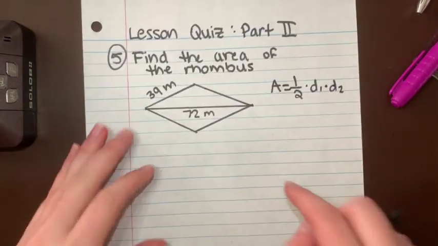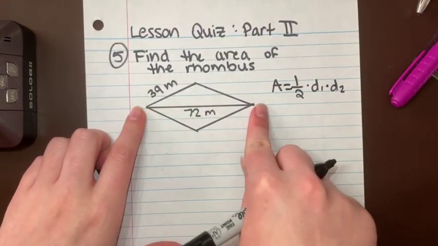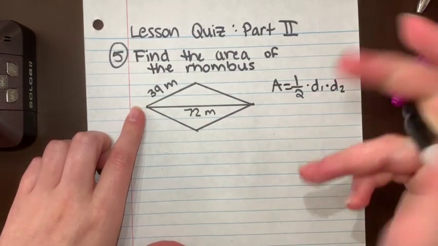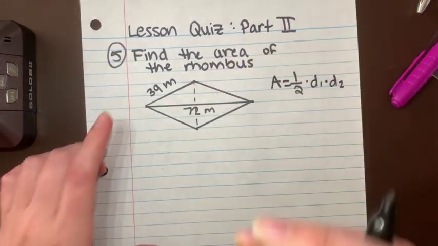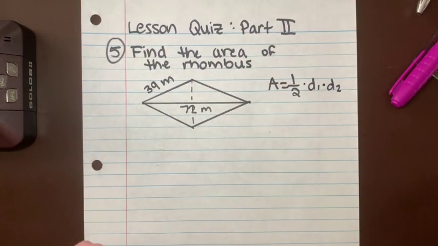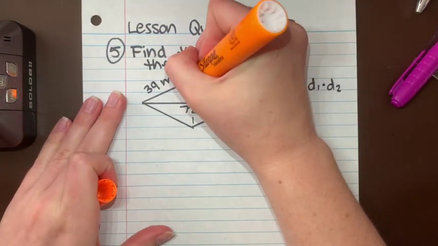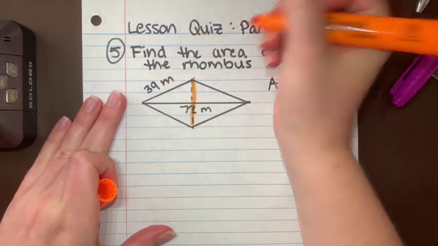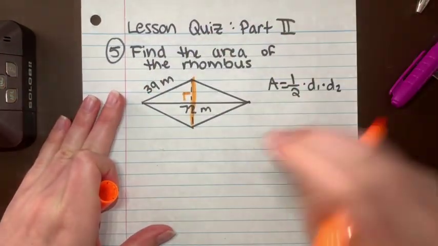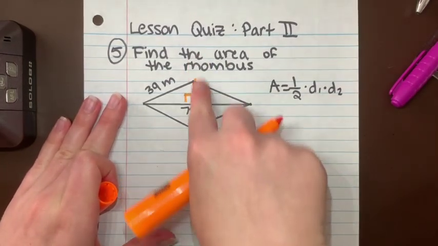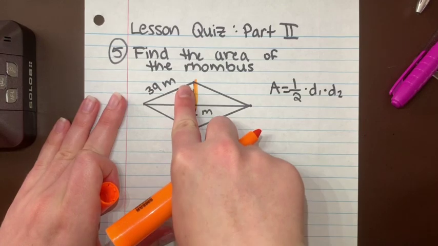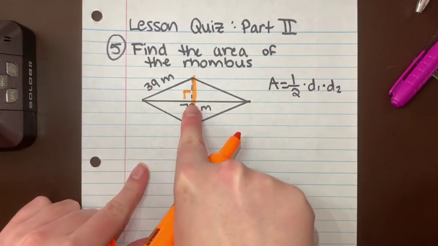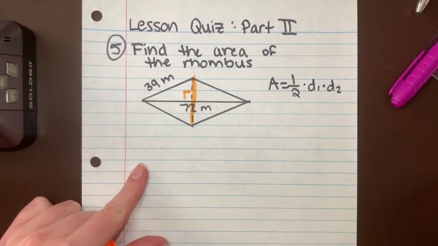So for this rhombus, we are given one of these diagonals, and that means that we need to find the other. I need to find the other diagonal here. It's going to look like that. So basically what happens when I draw this second diagonal that I need to solve for down the middle here, that makes a right angle. Remember that our diagonals are perpendicular to each other. So this makes a right angle, and it bisects this 72 meters here.